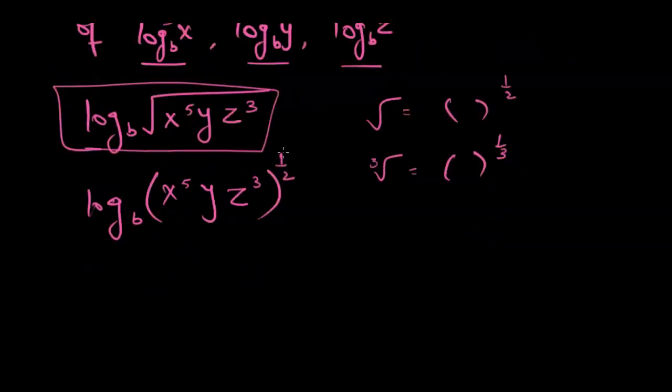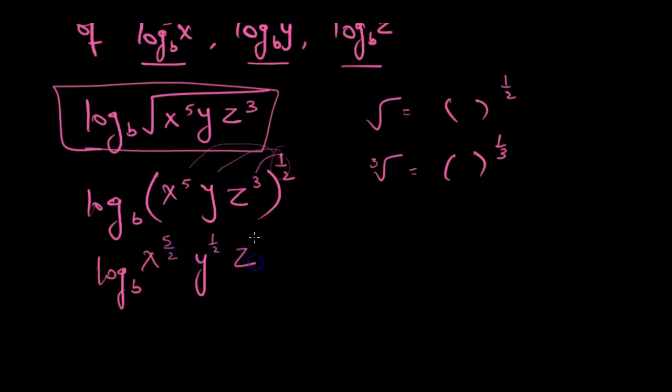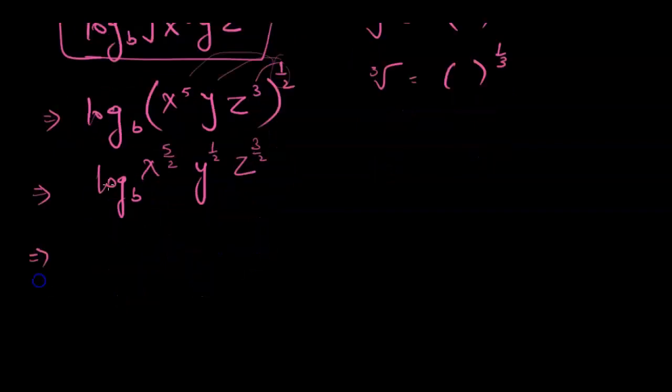Next, what we would do is bring this power on each individual variable. So x to the power 5 over 2, y to the power of 1 over 2, z to the power of 3 over 2. Now we have log to the base of b, and there are 3 terms. There is no sign, which means these are being multiplied.